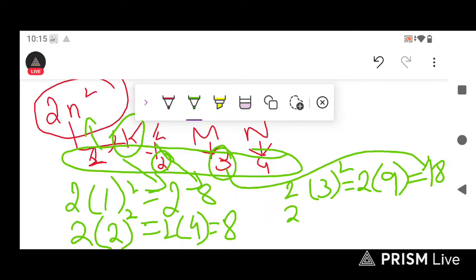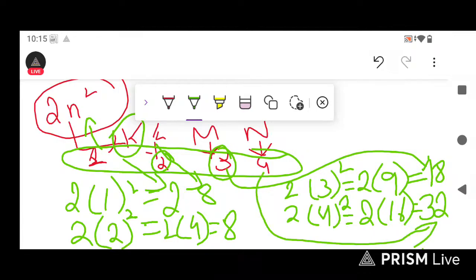If we talk about N shell, the number of shell is 4. So we put here 2 into 4 square, which is 2 into 16, is equal to 32. So the total number of electrons in N shell is 32. So from that formula we know how many electrons are present in the shells. So you did get my points? Yes.